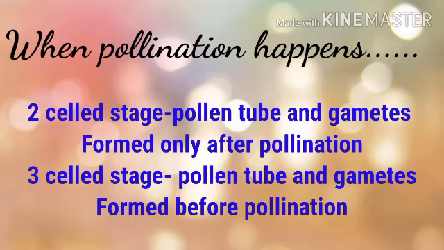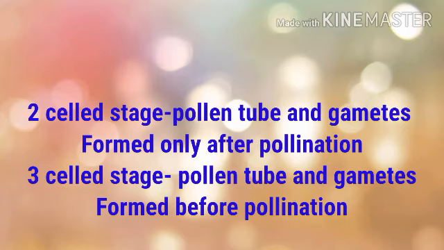Whereas in certain angiosperms, about 40% of angiosperms, pollination happens at the three-celled stage. Three-celled stage means the pollen tube and gametes are formed before pollination. Here the three cells are the pollen grain with the pollen tube and the two male gamete cells. Only after the formation of all these things does pollination happen in 40% of angiosperms.